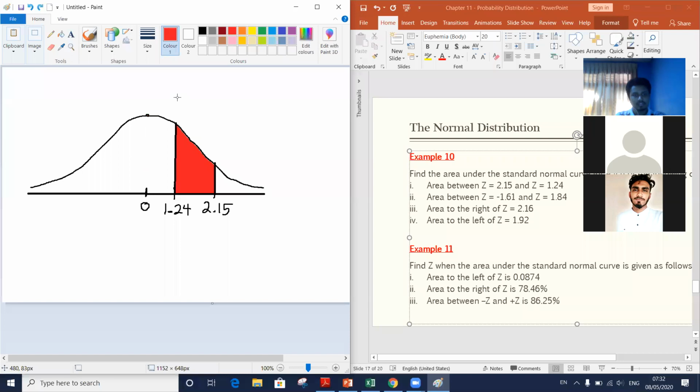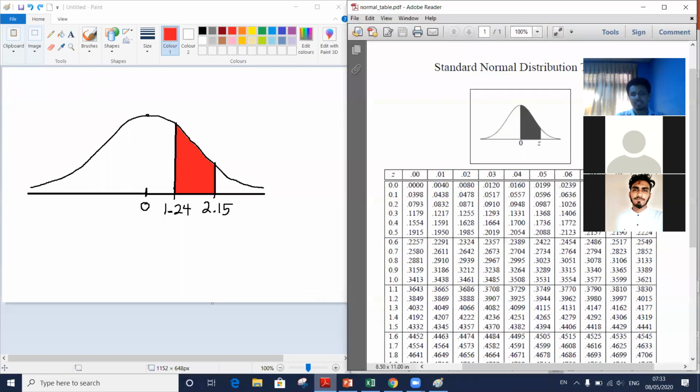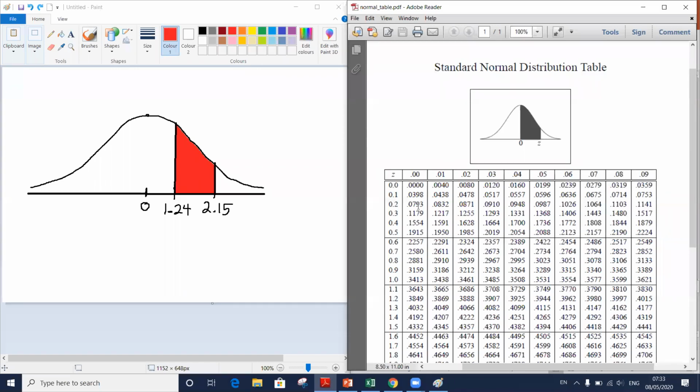So we want to find the area represented by this portion. We need to calculate the area, or the probability, of this portion. For that we need to make use of the Z table. That is why we need the Z table here.